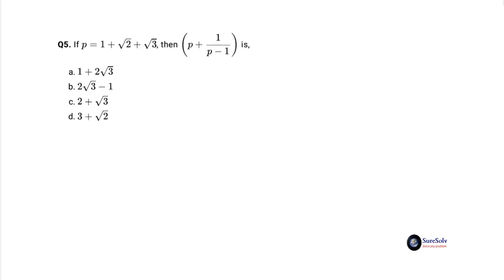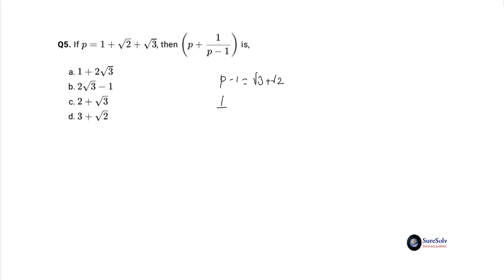Question 5 is, if p equal to 1 plus square root 2 plus square root 3, then p plus 1 by p minus 1 is option A 1 plus 2 square root 3, option B 2 square root 3 minus 1, option C 2 plus square root 3 and option D 3 plus square root 2. To make the given expression similar to the direct expression, make a little change to the given expression and bring in p minus 1 as p minus 1 equal to square root 3 plus square root 2.